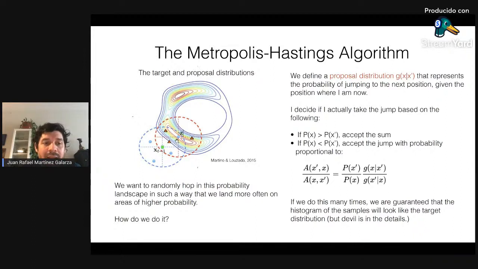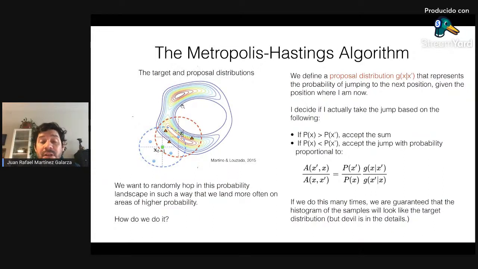But if you move and it's actually lower probability than where you were before, you don't always accept. You accept with a probability that is proportional to the values of the posterior here and here and to the values of the proposal distribution in the two locations. If you do that, and this is basically just a Markov chain, a statistical process, a random walk process in which you will always accept if you move to higher probabilities and only sometimes when you move to lower probabilities, that sampling is guaranteed to converge to your posterior. So if you do that carefully enough, you will be able to recover samples that look like your posterior.